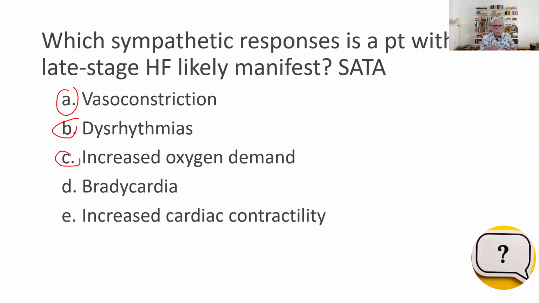Letter D should be the opposite, should be tachycardia. And letter E should be the opposite. There would be a decrease in cardiac contractility because this is going to result in ischemia. The increase in heart rate and vasoconstriction will result in ischemia of the myocardium and therefore will decrease contractility.